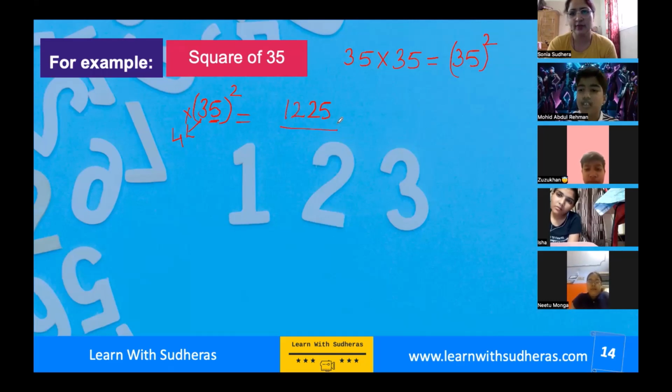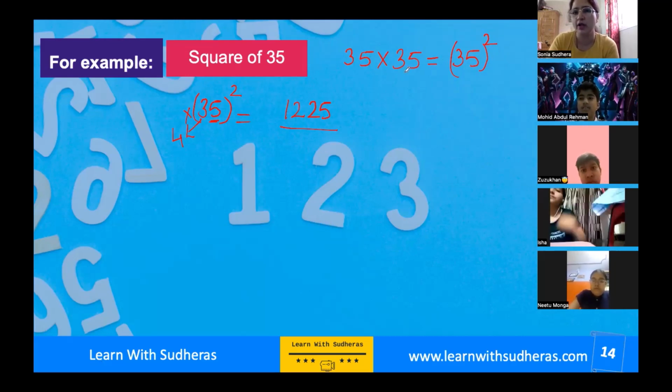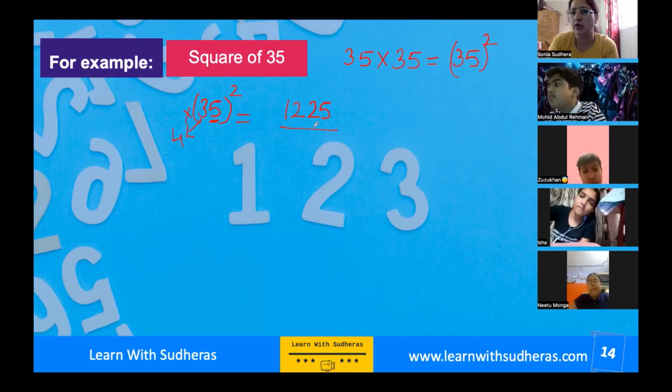Okay, got it. Everyone got it? But one thing, do we have to do 35 to the power of 2? Yes, this is our question. We need to solve this question. So how can we solve it in an easy way? Just write 25 at last, then multiply 3 by its successor and write it in front of 25. So that is your answer.